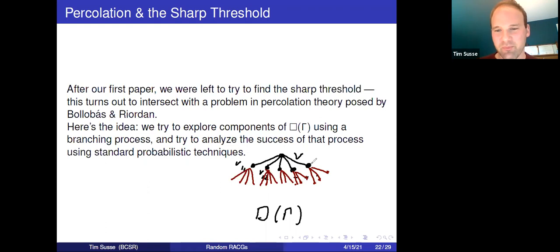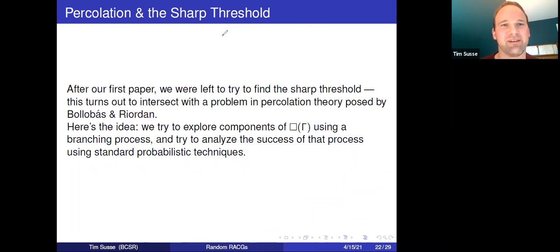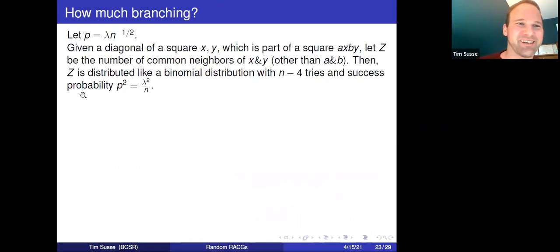And so we want to model our exploration using a Galton-Watson branching process, which is just a fancy way of saying you try to find a spanning tree for the component. So we're going to model this exploration using a branching process. And there are standard probabilistic techniques that we can use to analyze the success of this process. But as with all probability, that is not without its nuance and not without its complication.